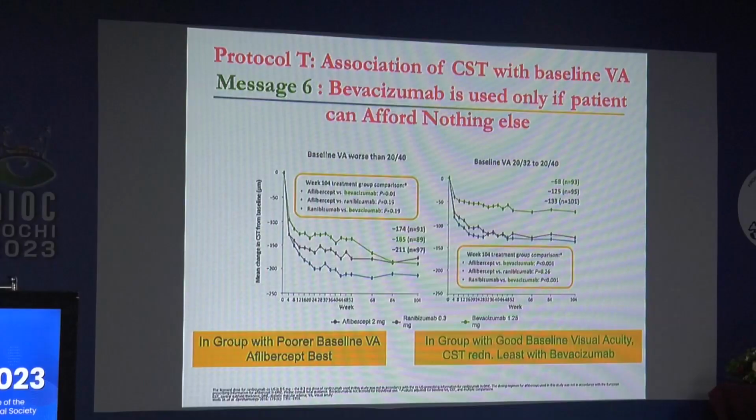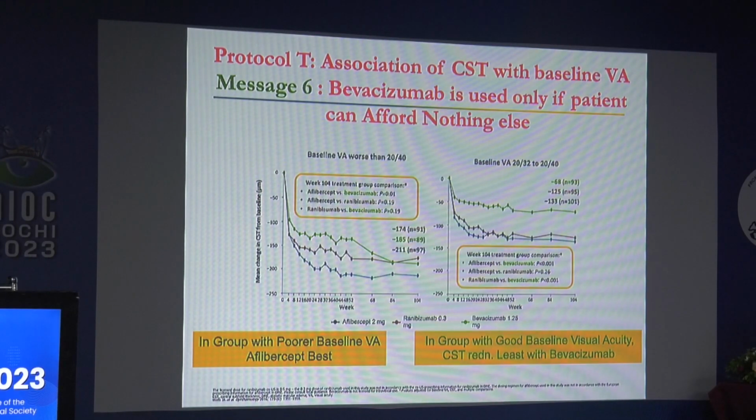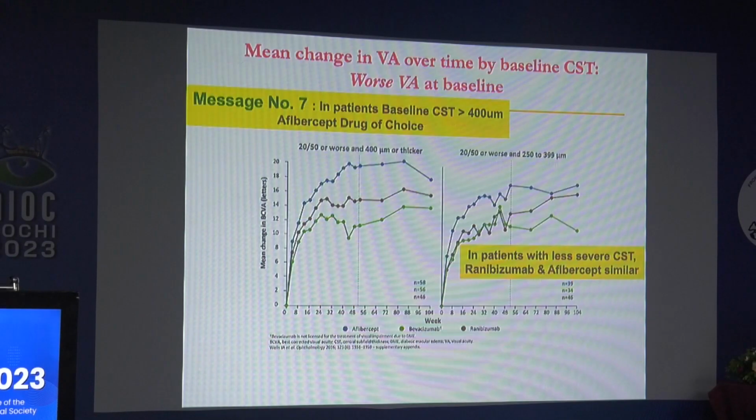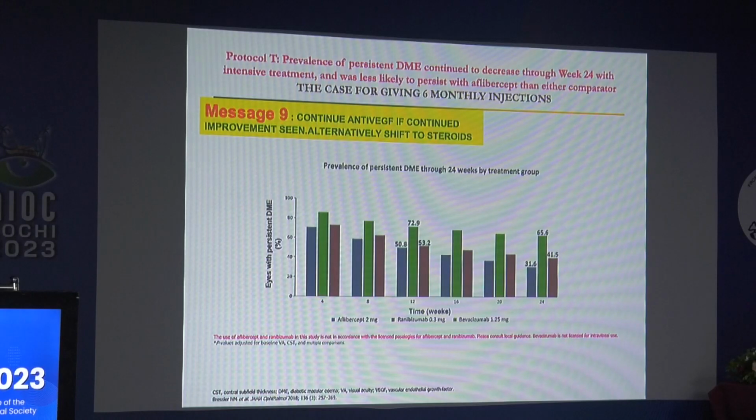responders. Now, Protocol T also associates the reduction of central subfield thickness, and it's been shown that the maximum response again occurs with aflibercept, and bevacizumab is least effective. But please understand, an intravitreal injection of bevacizumab is always better than no injection at all. So you must continue anti-VEGFs if you see continued improvement.